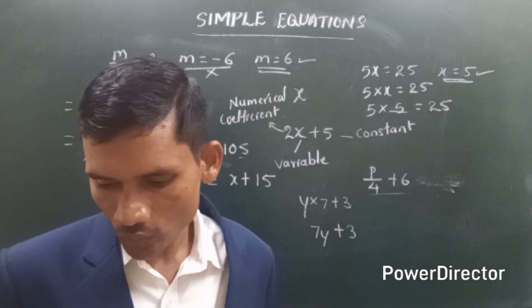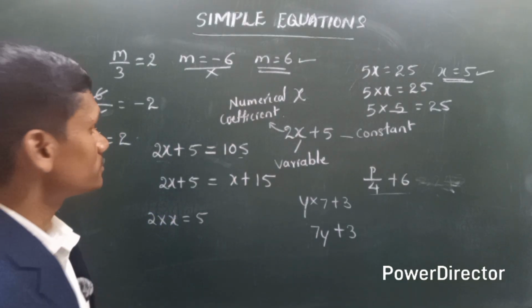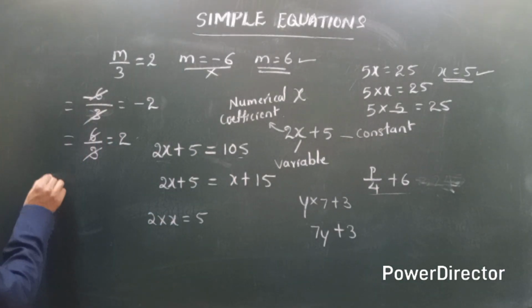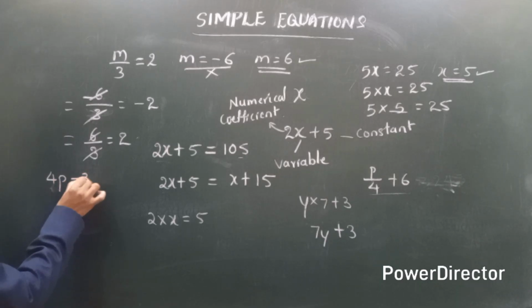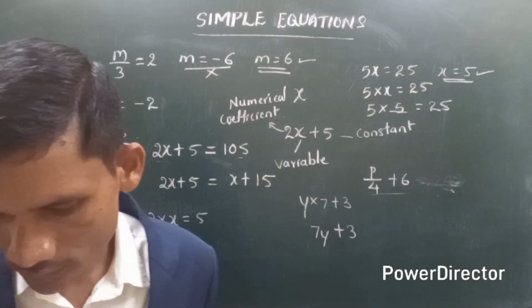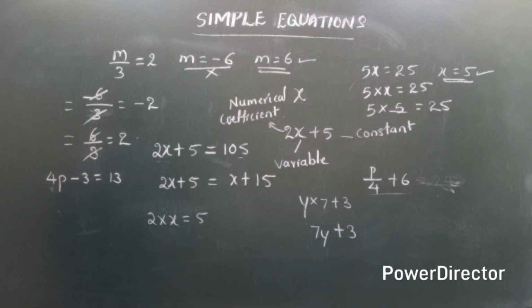4p minus 3 is equal to 13. This is the question they have given. So what they are saying here is p is equal to minus 4. Whether this is the right value or not, we need to check.